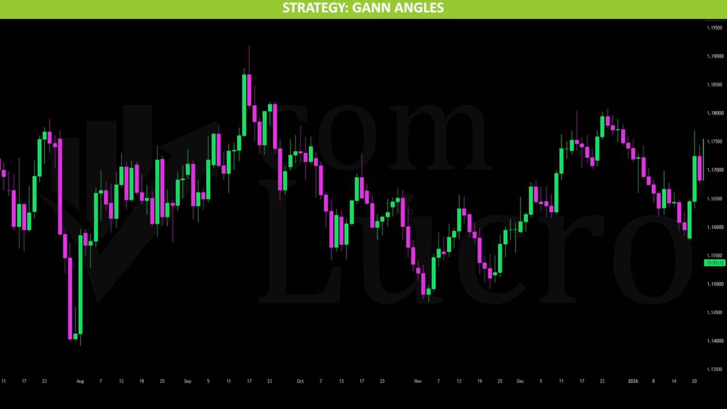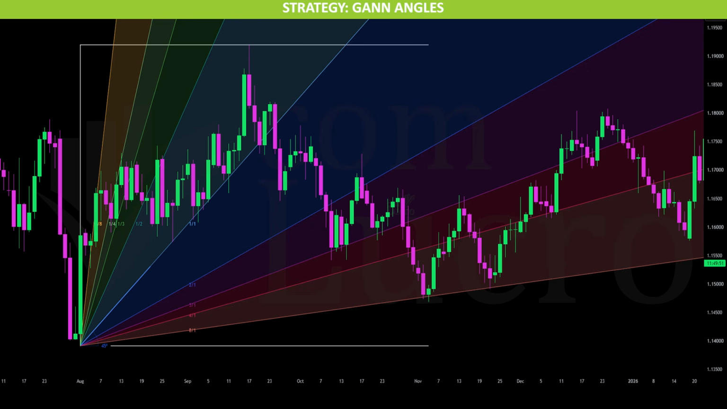Let's talk about Gann angles. Gann angles are a tool that displays multiple lines spreading continuously at different angles. Those lines act as possible key levels, and they also help you measure the strength of a trend. Price moving within the steep angles indicates a strong trend. Price moving within the shallow angles indicates a weak trend.